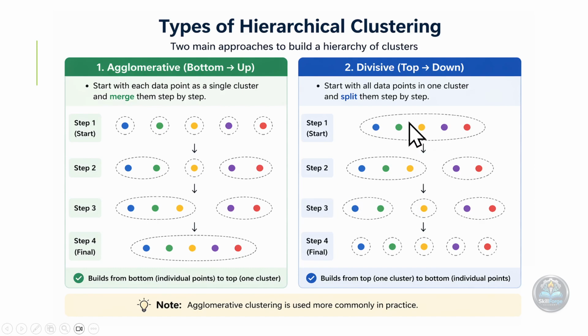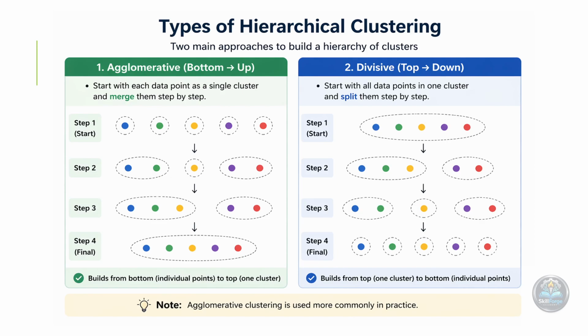Now here we look at divisive clustering. Here we start with all data points in one cluster, then we keep splitting it into smaller clusters. You can see here step by step the cluster is divided, and finally each point becomes its own cluster. So the key difference is agglomerative merges clusters and divisive splits the cluster. Agglomerative builds up, divisive breaks down. This is a better way to memorize it, if you want to memorize and write in examination.